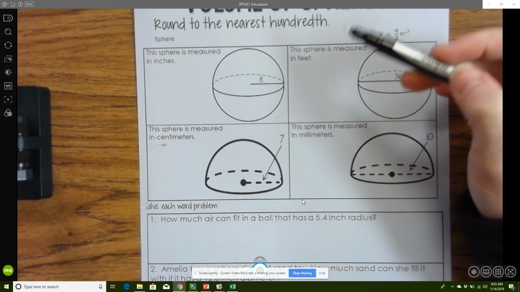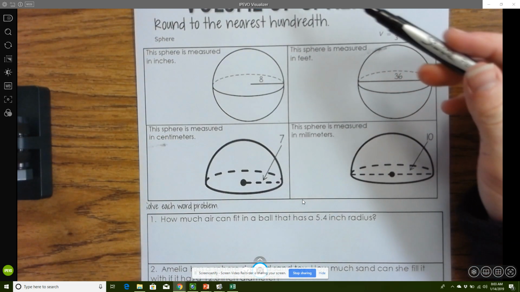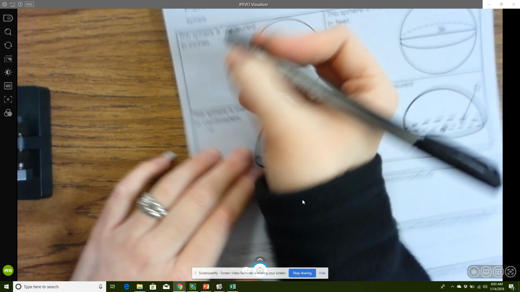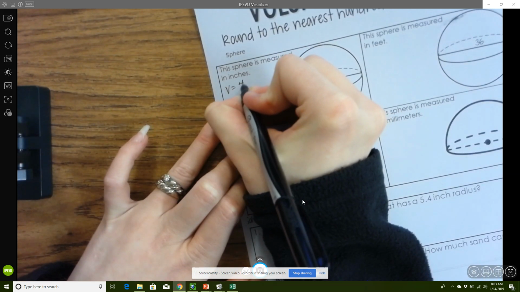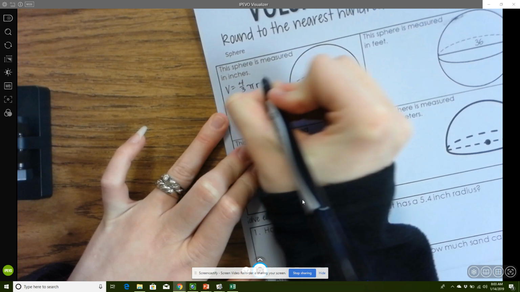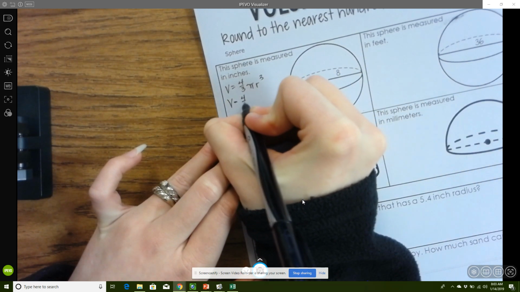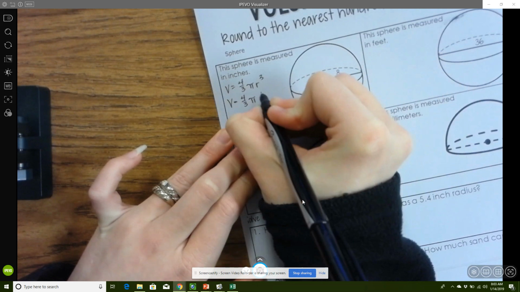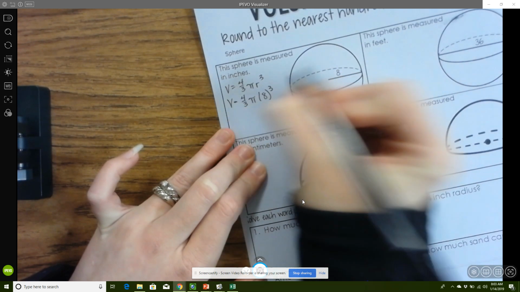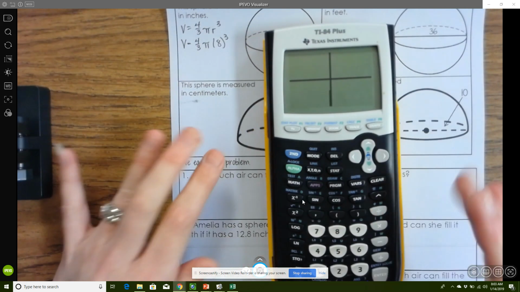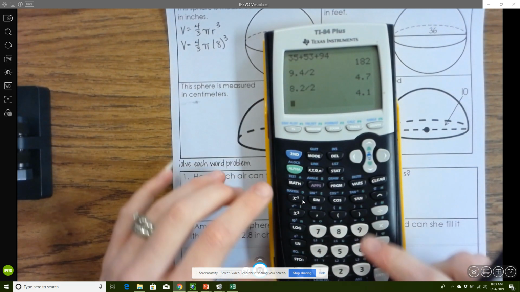All right, so some examples. We are going to round to the nearest hundredth again. And so as always, you write your original formula, and then we plug in what we know. So my radius is 8. And then the same way that we've been doing all the other shapes, you can type it in just like that into your calculator.